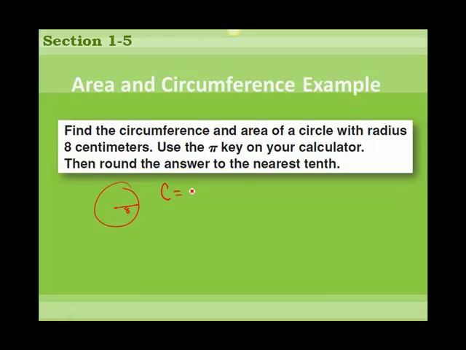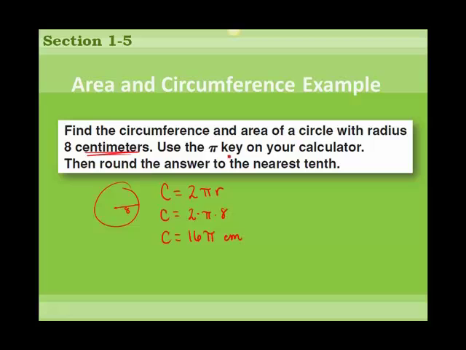So the circumference is going to be 2 pi r, or pi d if you prefer to use that. You just have to double the radius to get 16 for the diameter. So circumference is 2 times pi times 8, and then 2 times 8 would be 16 pi, and then the units, we've got centimeters here, so that would be centimeters.